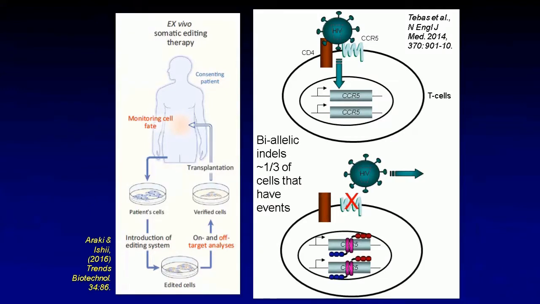Now, this type of gene therapy that I just described to you is an example of ex vivo somatic editing therapy. This is a case where we can remove cells from a patient, treat them in the culture dish to do the gene editing, then reintroduce the treated cells back into the patient.